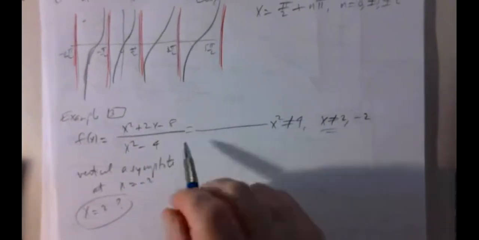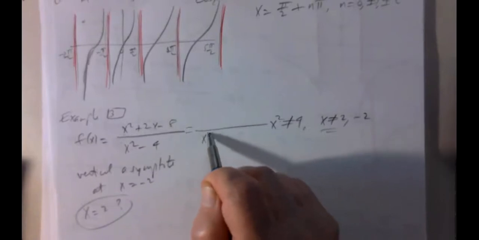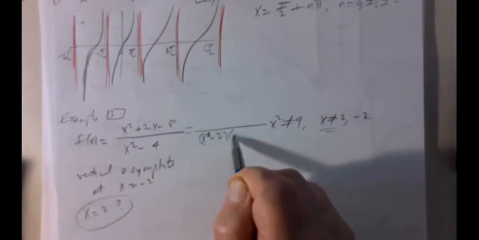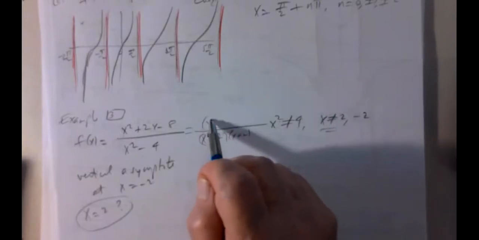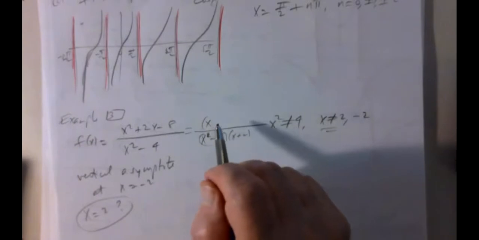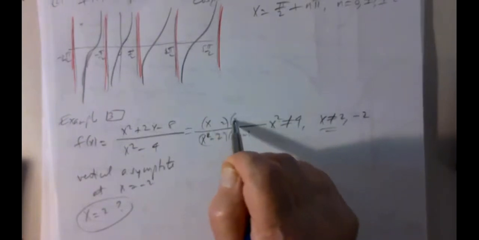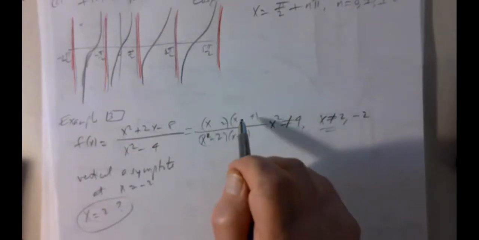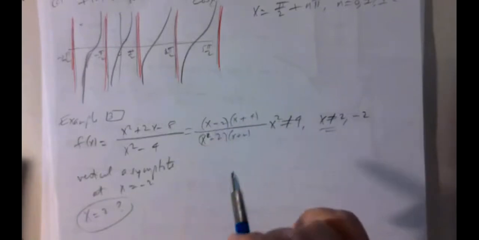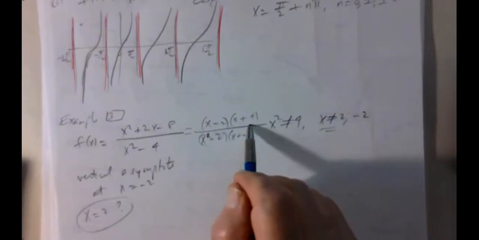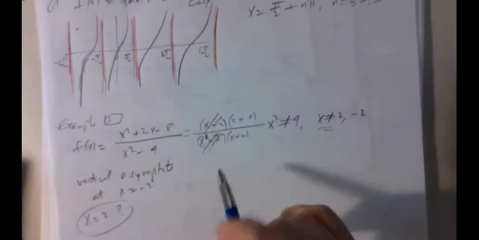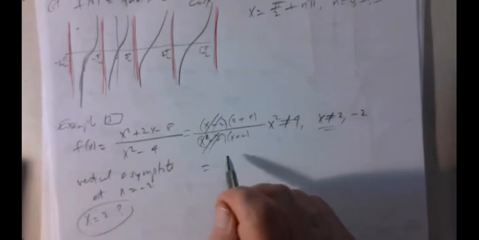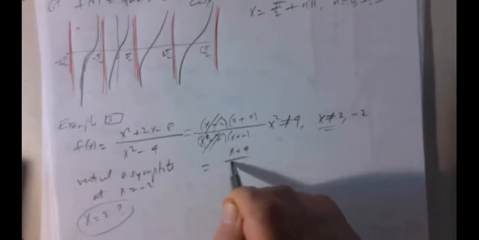So it turns out this function factors. We know the denominator factors as x minus 2, x plus 2. And the numerator factors into x plus 4, x minus 2. You multiply this out, you get x squared plus 2x minus 8. And these cancel. When you cancel, you get x plus 4 over x plus 2.